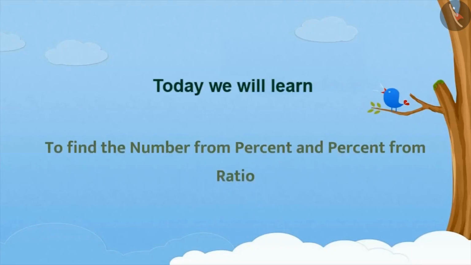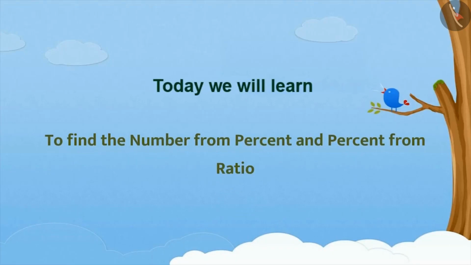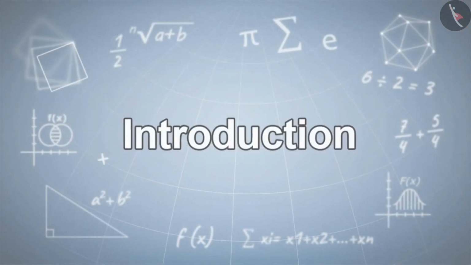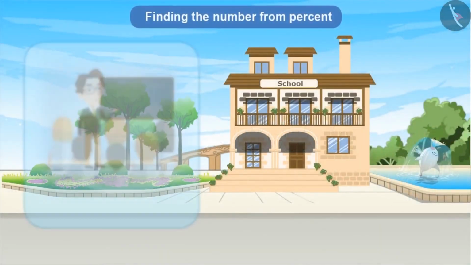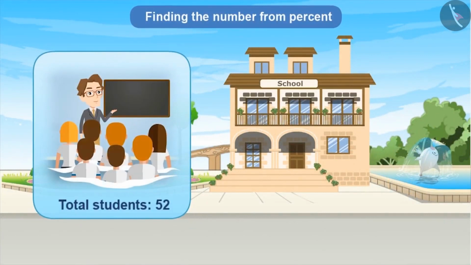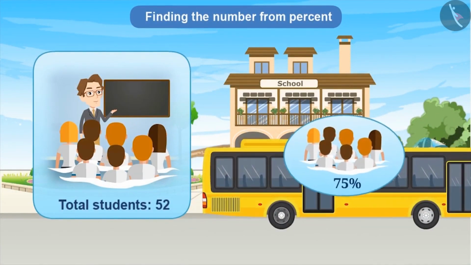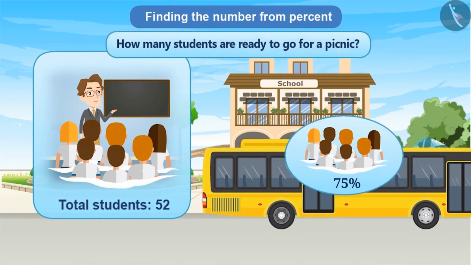Today, we will learn to find number from percent and percent from ratio. Suppose a class has 52 students, out of which 75% are ready to go for a picnic. So tell me how many students are ready to go for a picnic.